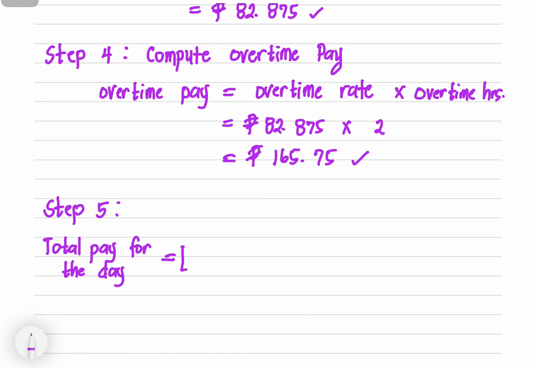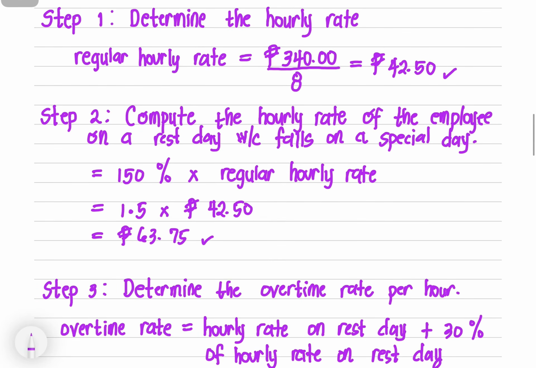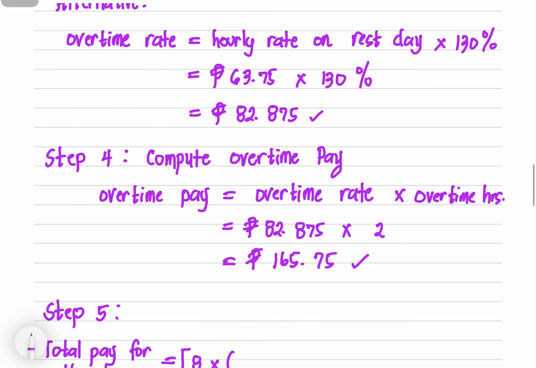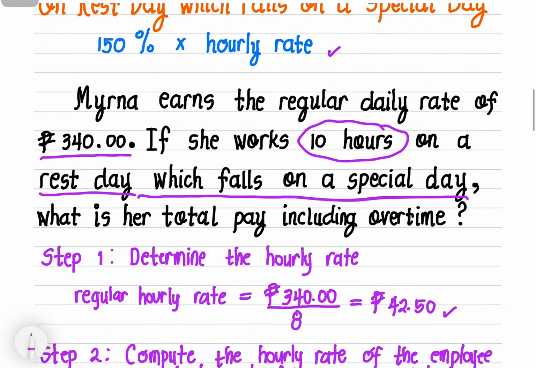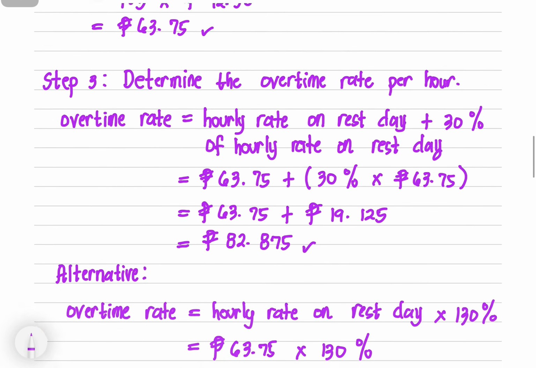meron tayong 8 hours, tama? Na pagtatrabaho sa loob ng isang araw times yung ating hourly rate. Ito yun. Kanina, 42.50 times 150%. Okay? Kasi, bakit 150%? Dahil, ito yun, meron tayong guide. On rest day, which falls on a special day, 150% times hourly rate. Gets? Okay.